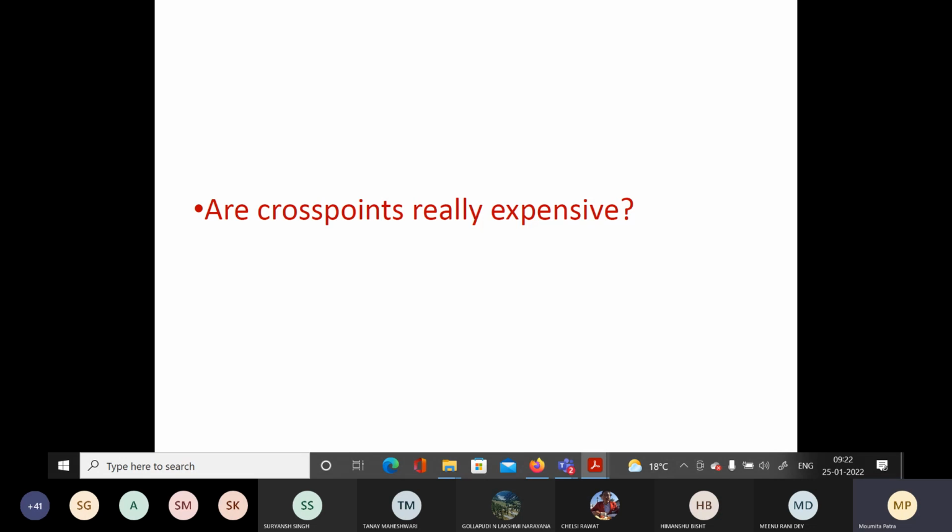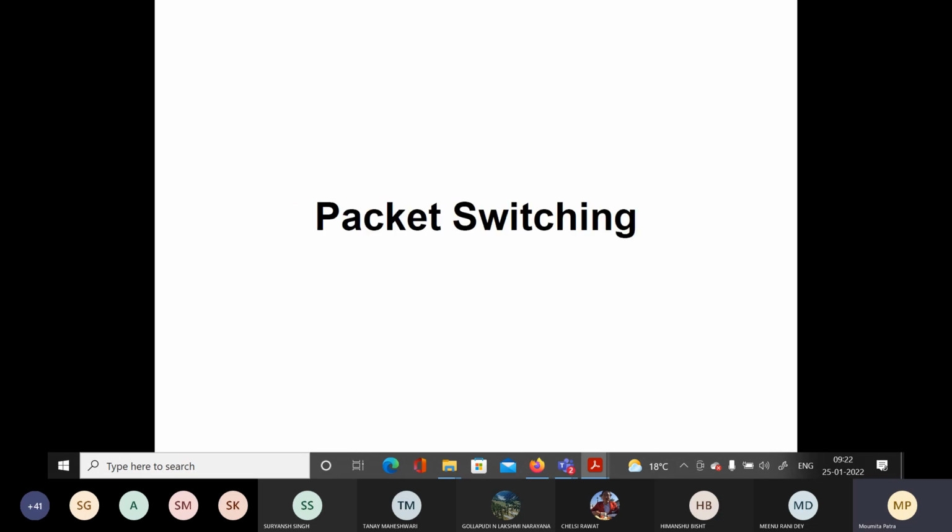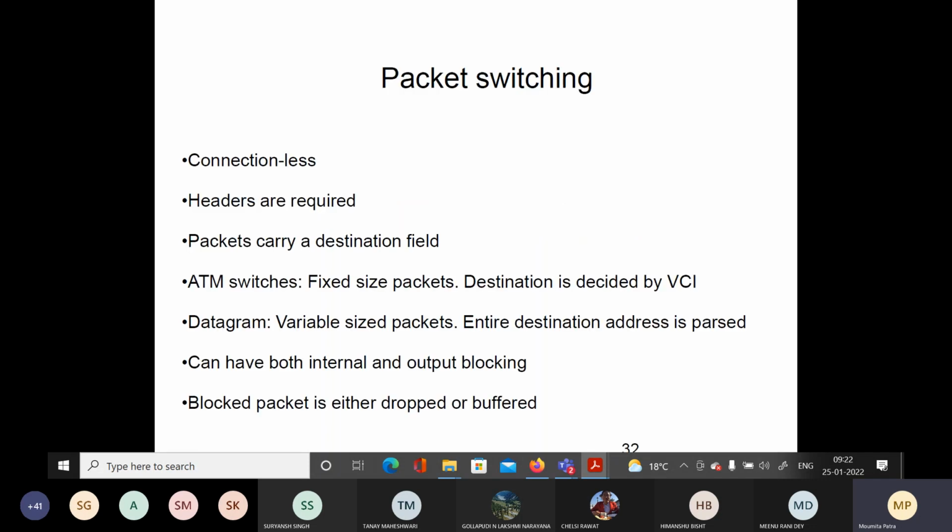So let us get to the next part of this module, and that is packet switching. Okay, so we know what is packet switching. It is basically connectionless. We do require headers for each packet in order to send them to their rightful destination, with that information attached to them.